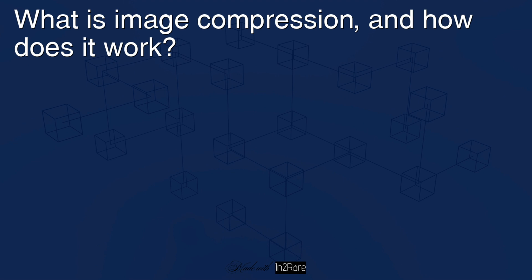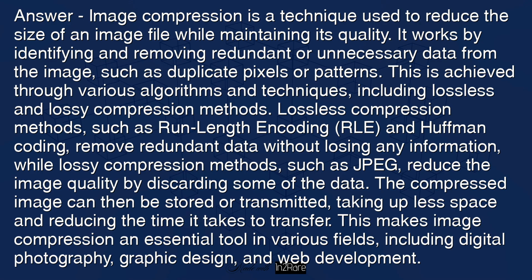What is image compression and how does it work? Answer: image compression is a technique used to reduce the size of an image file while maintaining its quality. It works by identifying and removing redundant or unnecessary data from the image, such as duplicate pixels or patterns. This is achieved through various algorithms and techniques, including lossless and lossy compression methods.